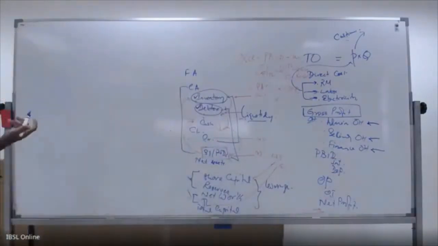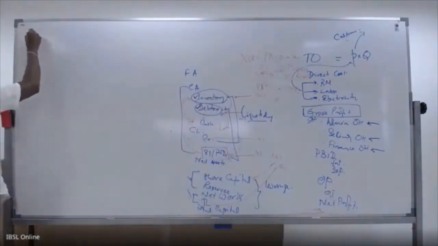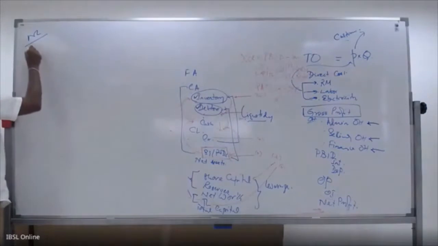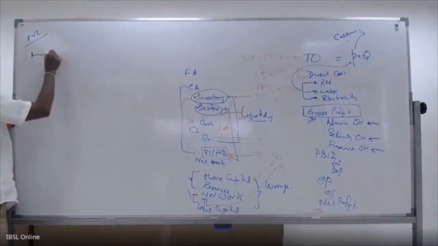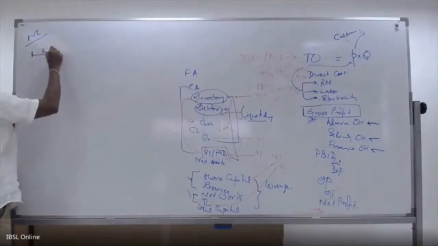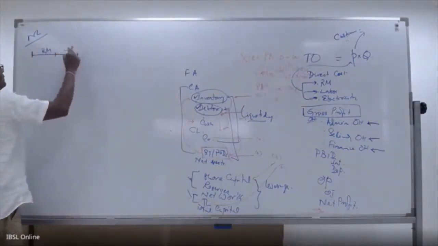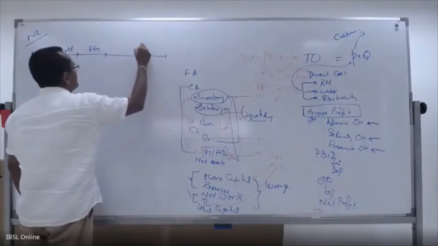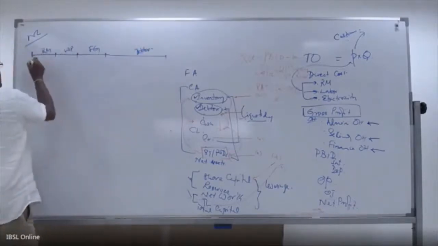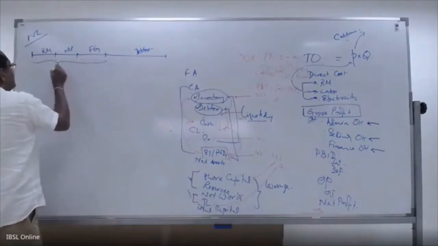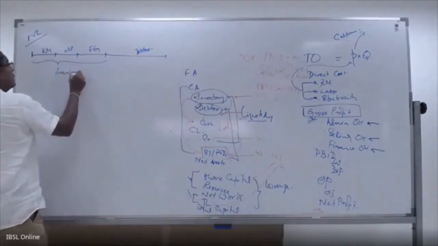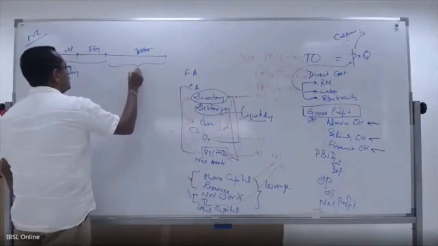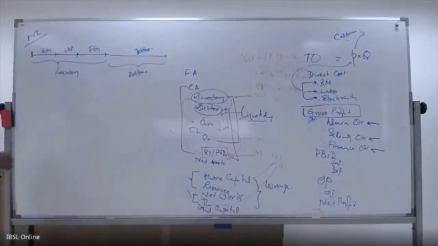So whenever you are on working capital, you have two things. How does it happen? Raw material period, work in progress, finished goods, and debtors. Right? This is inventory. This is debtors or trade receivables. Right?